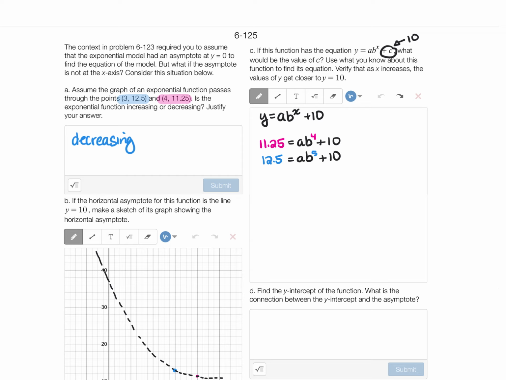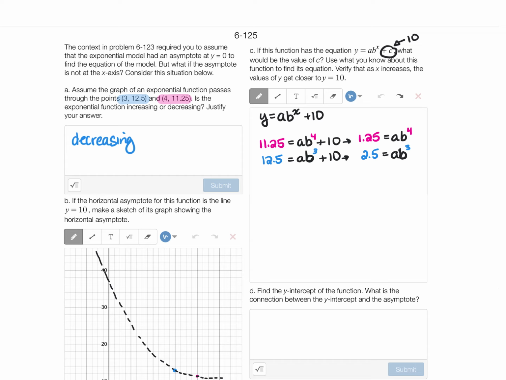Now, before I do anything, I want to go ahead and subtract 10 from both sides of each equation. So I'm going to do that here, and that's going to give me 1.25 equals AB to the 4th power. And the reason I'm doing this is that it will allow me to then go ahead and divide the 2 equations by each other. And then I'll have 2.5 when I subtract 10 from both sides equals AB to the 5th power. I'm sorry, that's 3rd power. Let me fix that. So that would be AB to the 3rd power. Sorry about that.